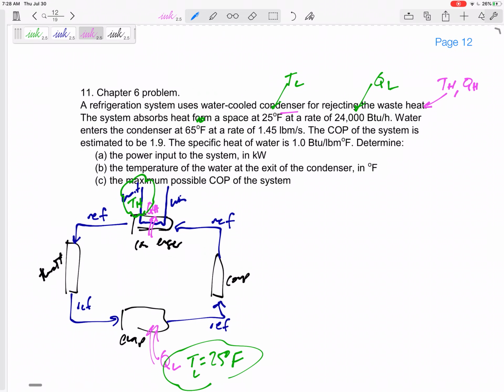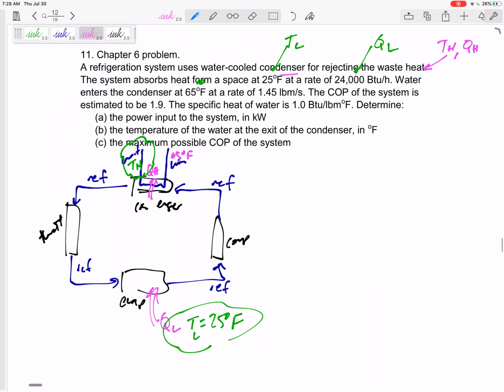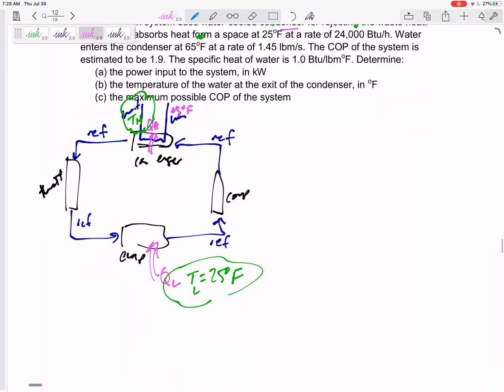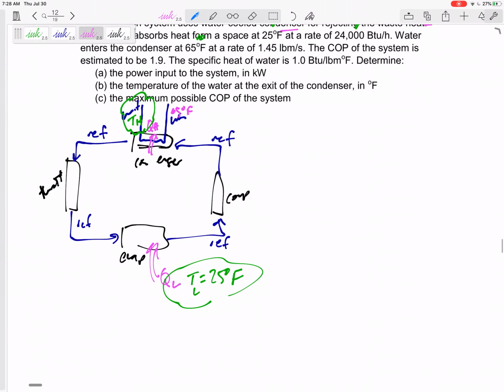Then it says water enters the condenser up here at 65 degrees Fahrenheit at a rate of 1.45 pounds per second. The COP of the system is estimated to be 1.9, specific heat of water 1.0. Determine the power input of the system, the temperature of the water at the exit, and the maximum possible COP of the system. Okay.